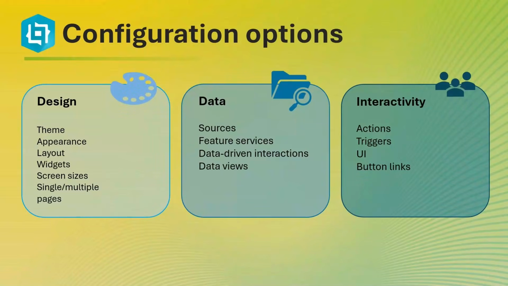So when we take a look at what's possible when it comes to configurability in Experience Builder, we can categorize these options into three broad groups: design, data, and interactivity. I'm not going to read through all of these, but you can see how many options are really at your disposal here. And I'm going to take you through an example or two from each section today, but there really are so many options. So I encourage you to go and get stuck in and see what you can do.